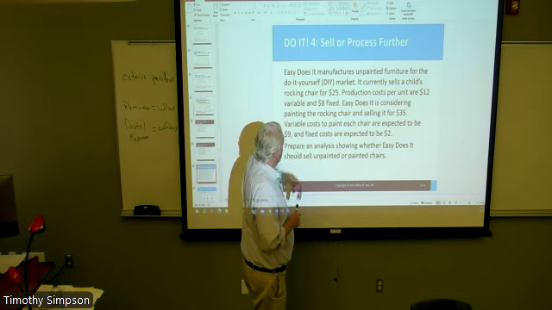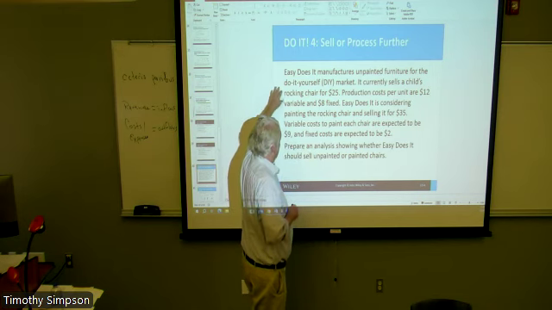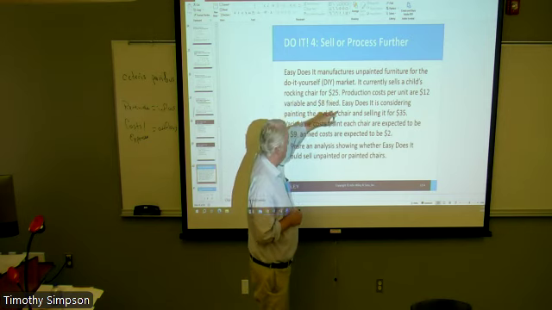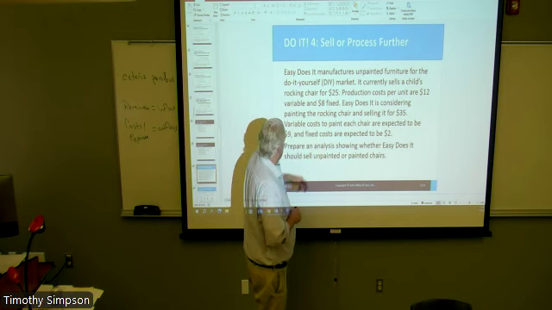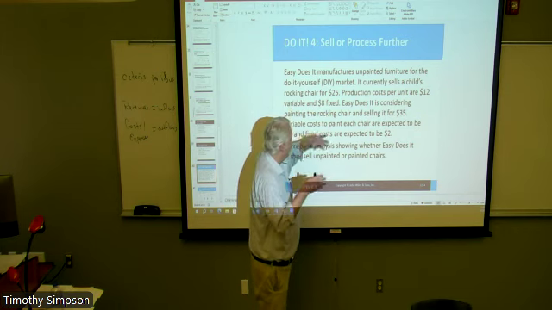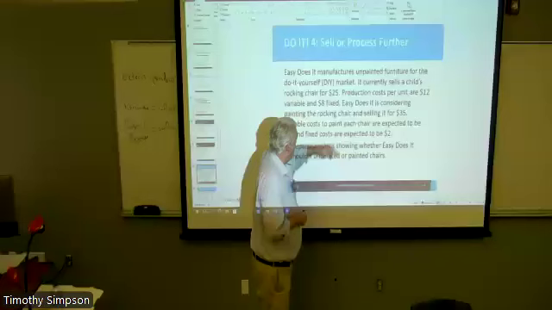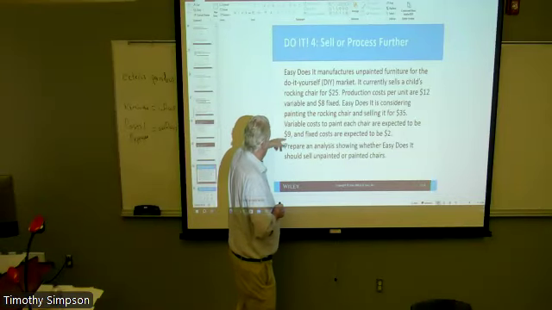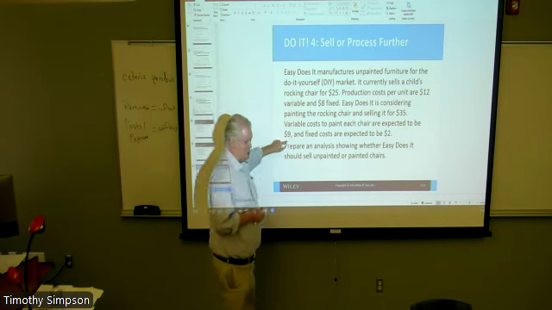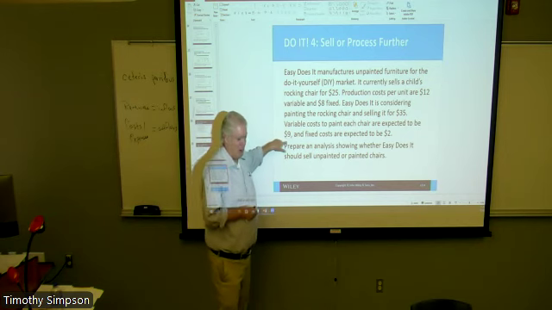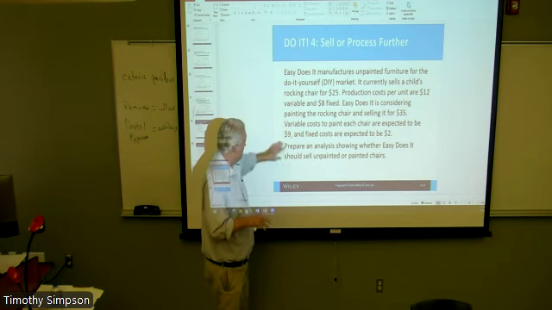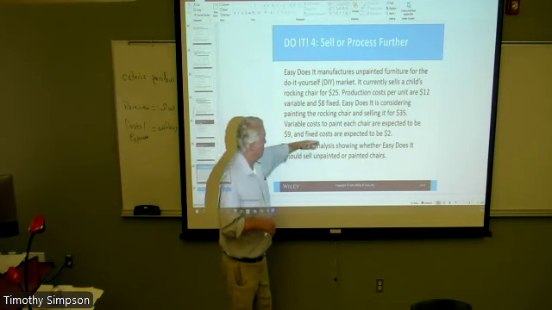Easy Does It manufactures unpainted furniture for the do-it-yourself market, the DIY market. It currently sells the child's rocking chair for $25 a piece. Production costs are $12 variable and $8 fixed, so $20 per unit in fixed and variable production costs. But they're considering painting it and selling it for $35. The variable cost to paint each chair is expected to be $9, which to me seems a little bit unrealistic, $9 of paint for a child's chair, but okay, it's the example given. And fixed costs are expected to go up by $2.